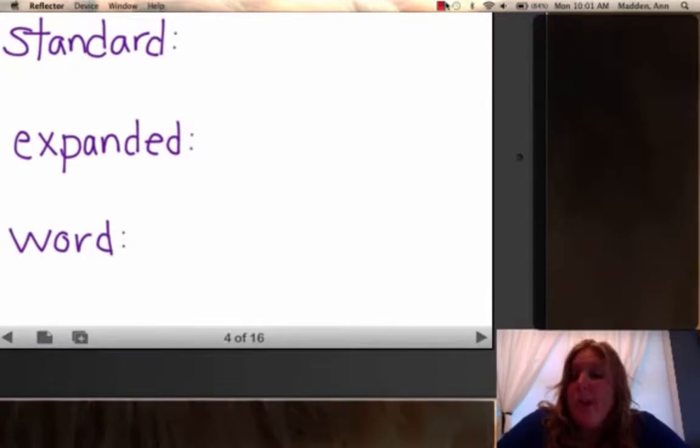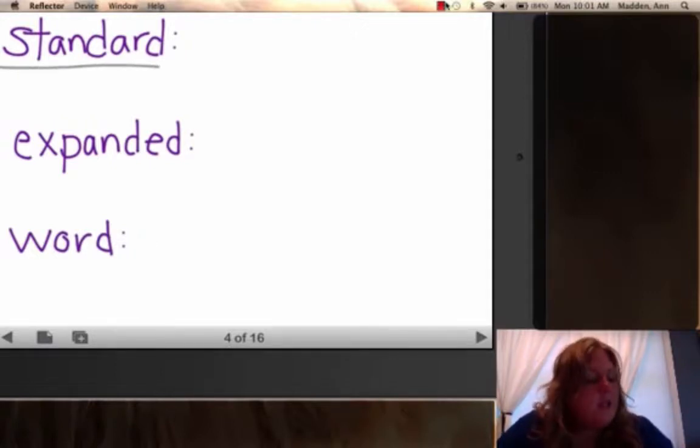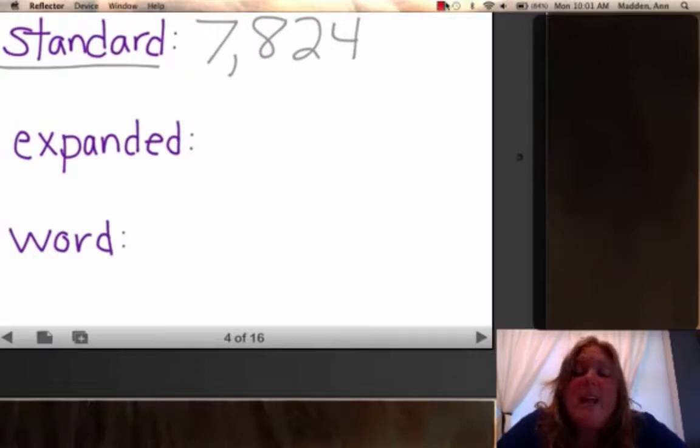Numbers have 3 different forms you can write them in. One is standard, one is expanded, and one is word form. Standard form is our normal number form that you always see numbers in. Let's go back and do 7,824. This is a standard number. Most of the time, numbers are written with this.